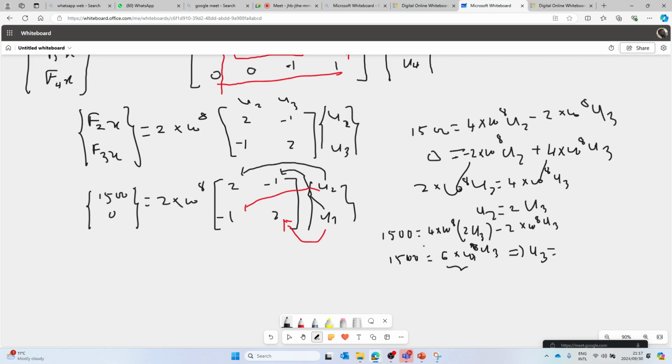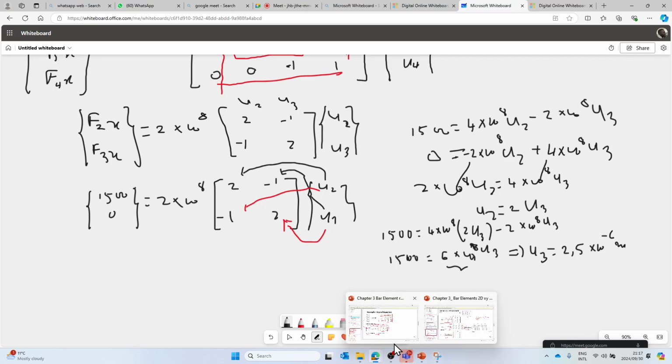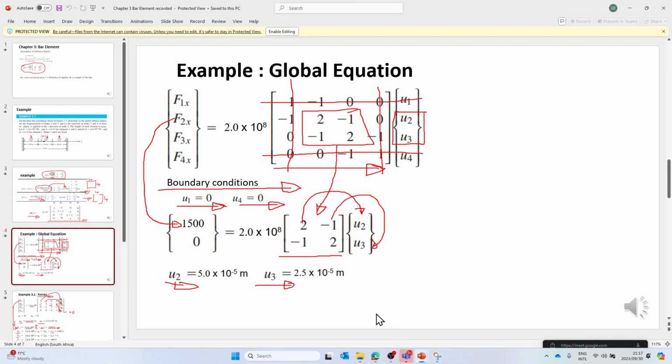So what are we getting? I'm getting 0.0000025, which is what the lecturer got. Yeah, I'm getting the same thing. Yeah, 2.5 times 10 to the power minus 6. I don't know how you wrote it here. Let's see. Oh, you got minus 5. It's supposed to be minus 6.